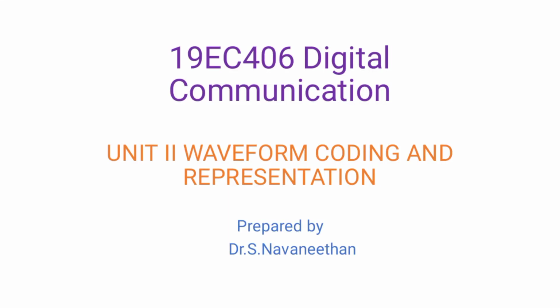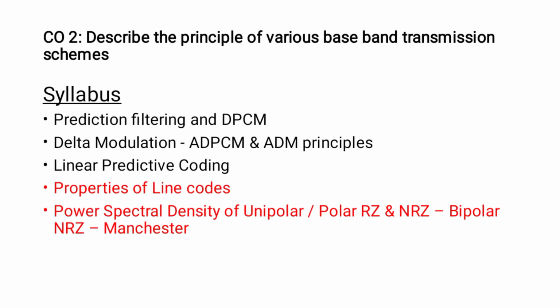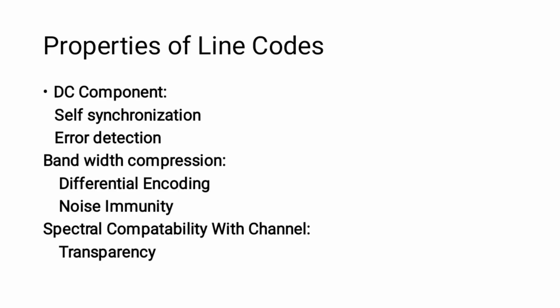So hi everyone. The last topic in your Unit 2: properties of line codes and power spectral density of unipolar, bipolar NRZ, and Manchester coding line codes. Okay.